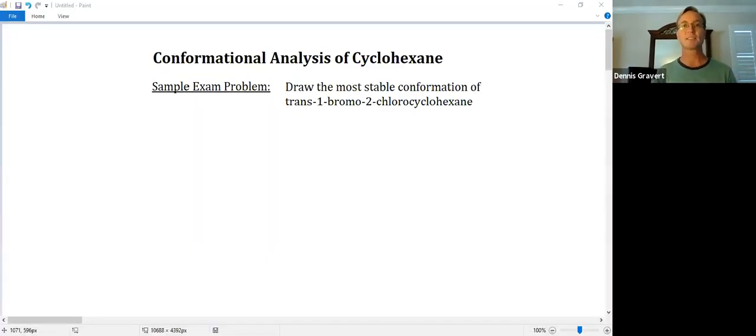Hi again, more organic chemistry, and today I would like to show you an example that you might see on an upcoming exam dealing with the conformational analysis of cyclohexane. Okay, so in this example problem, it's asking us to draw the most stable conformation of trans-1-bromo-2-chlorocyclohexane.